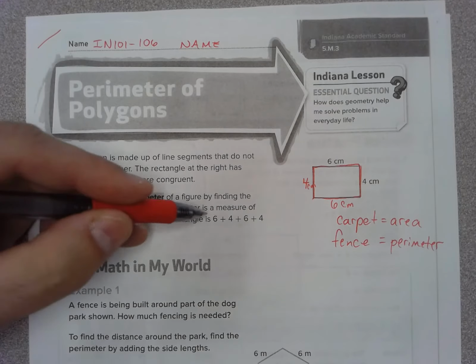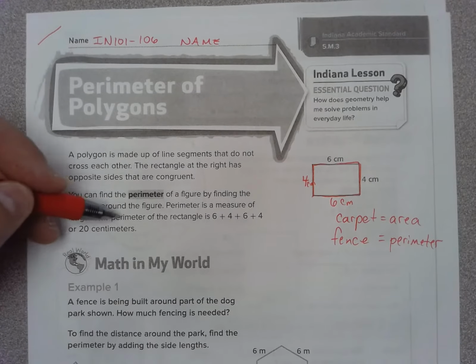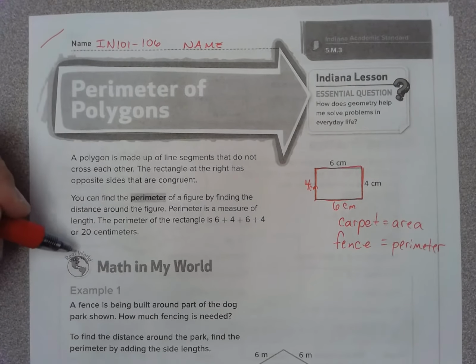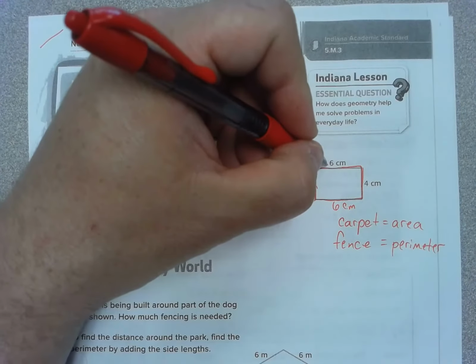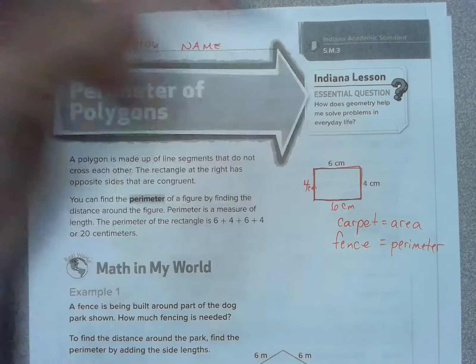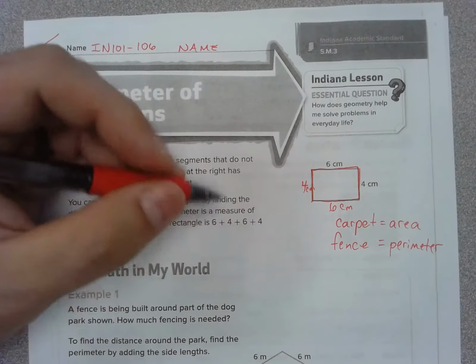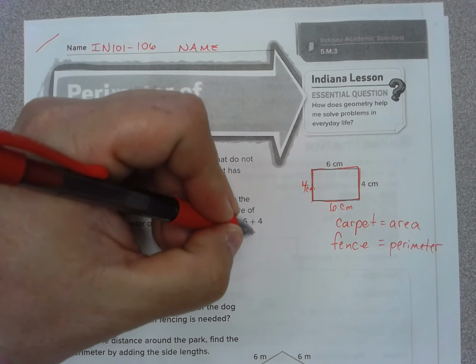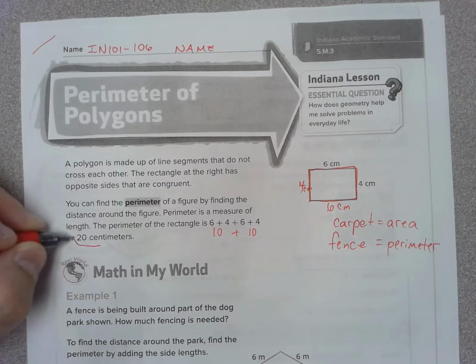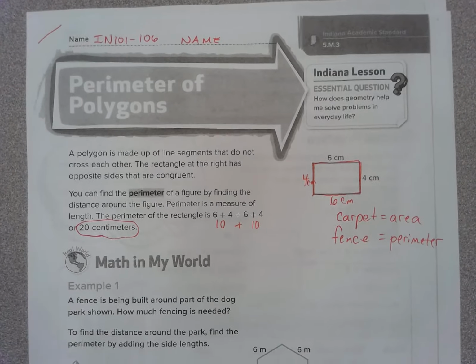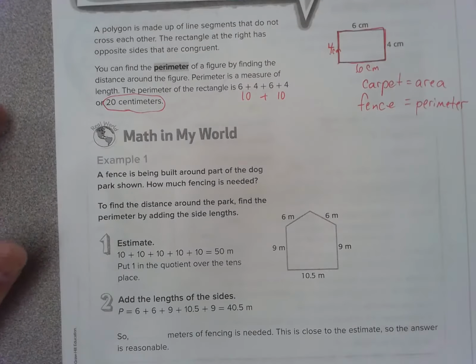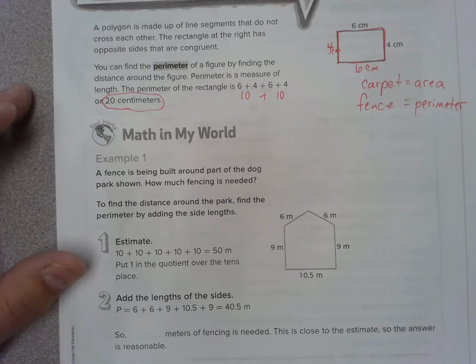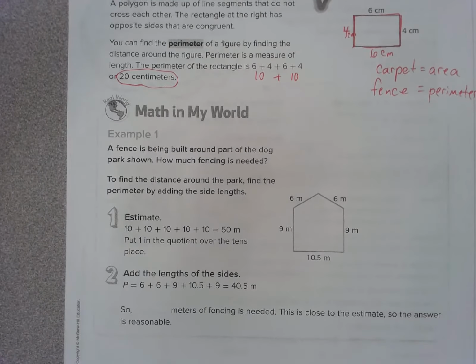You can find the perimeter of a figure by finding the distance around the figure. Perimeter is a measure of length. So we're going to add 6 plus 4 plus 6 plus 4. 6 plus 4 is 10, and 10 plus 10 is 20. So that's how they got 20 right there. We're going to do the exact same thing with more sides to add up.